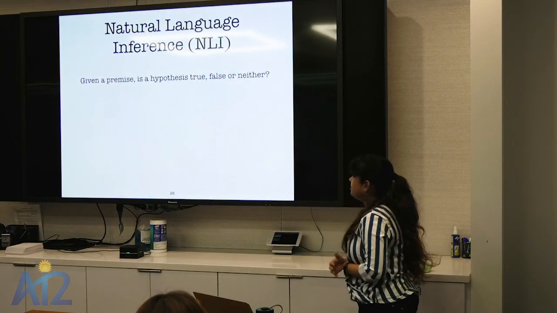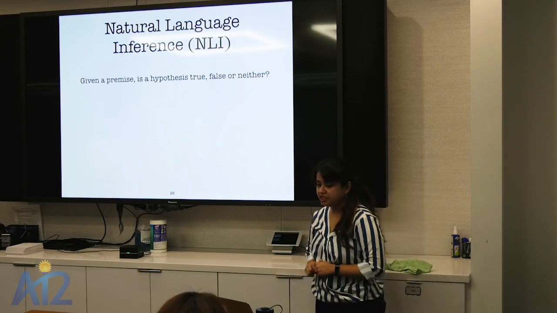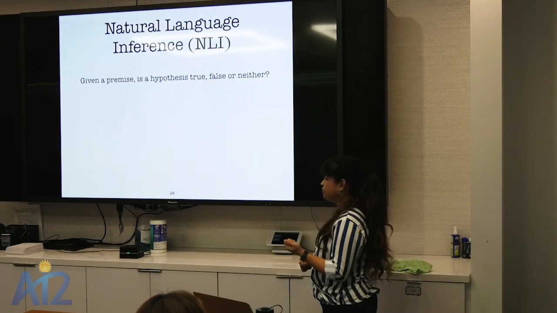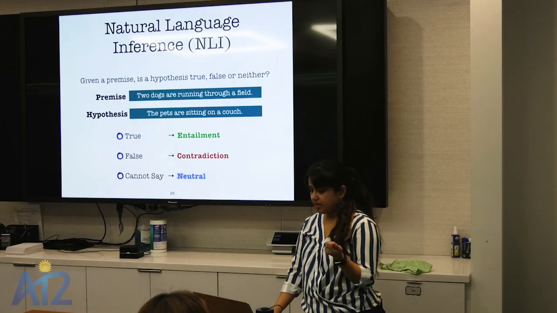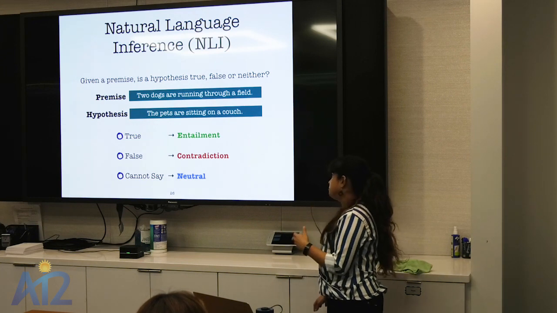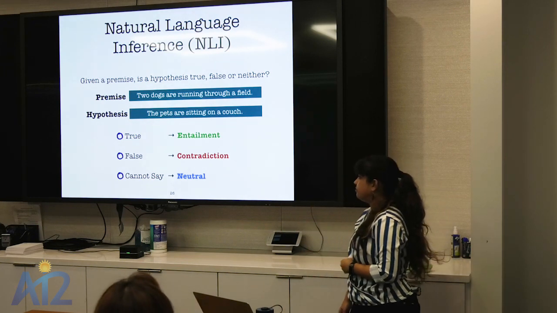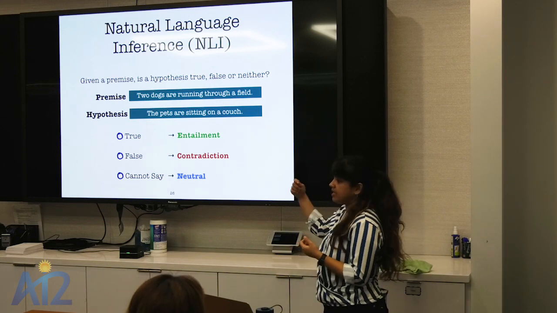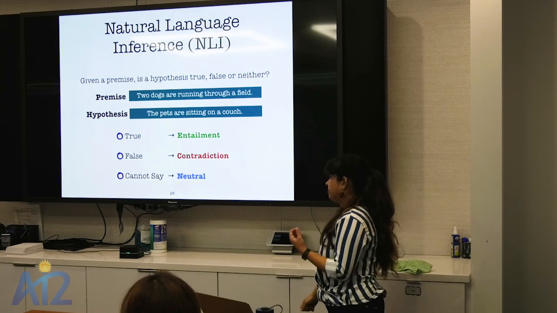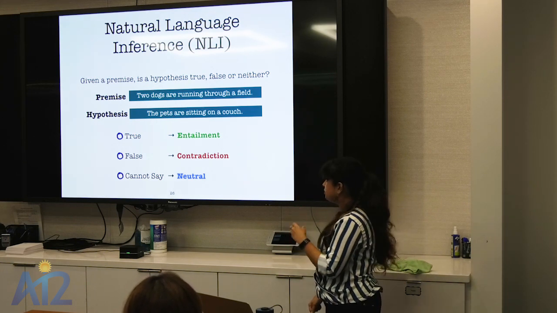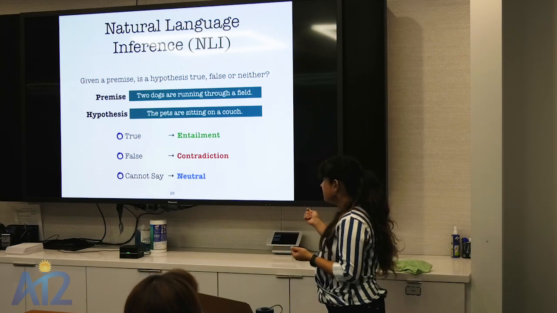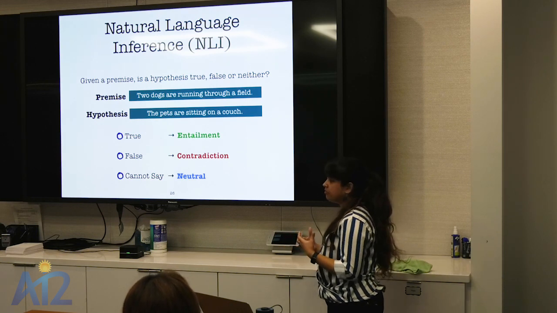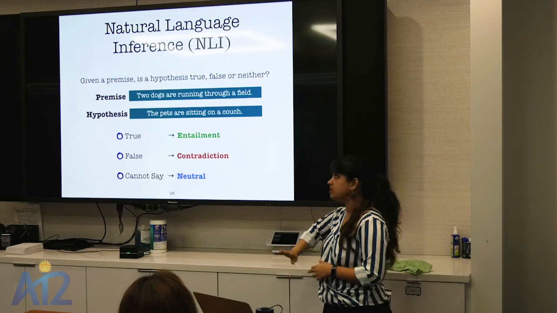So the task here is natural language inference. Given a premise, the task is to predict whether a hypothesis is true, false, or neither. As an example, we have a premise: 2 dogs are running through a field. And if we have a hypothesis, the pets are sitting on a couch, we have to predict whether this hypothesis entails the premise, which means, is the hypothesis true given the premise? Does it contradict the premise, or is it not possible to say whether or not it is true or false given the premise? So what do you think the answer is?